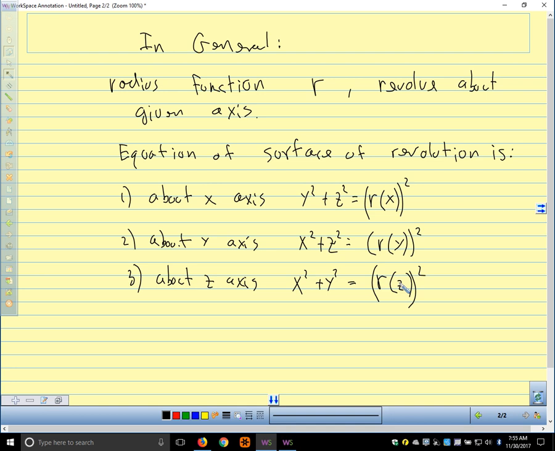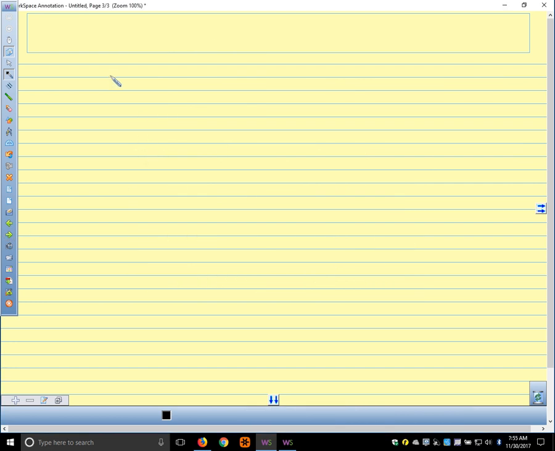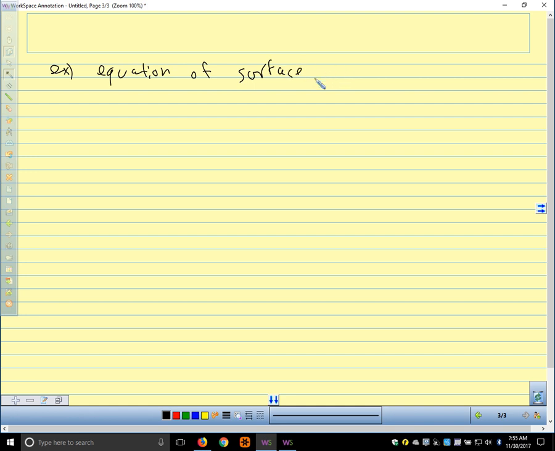So let's take a look at a couple of examples. Let me go back here. Any questions about our procedure here? Okay. In this example, we want an equation of the surface we get by revolving z equals natural log of y about the z-axis.